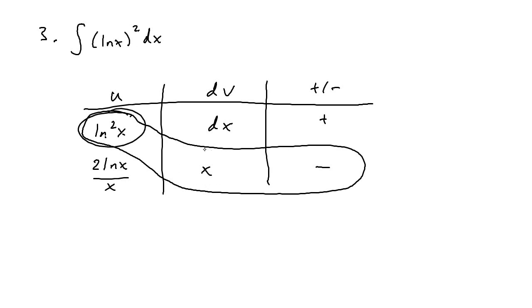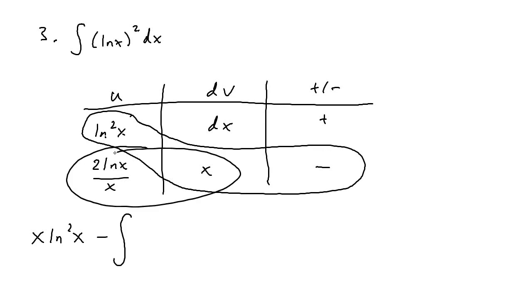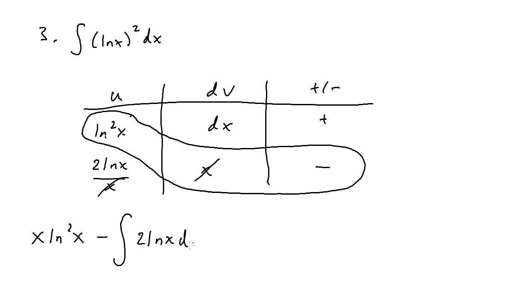We're going to multiply the two terms, so we have x ln squared of x, and then minus, that's the next sign, and then we're going to take the integral of the last row multiplied together. So notice the x's will cancel, and so we have 2 ln x dx. Now I can go ahead and rewrite this as x ln squared of x minus, the 2 is a constant, I can take that outside the integral, minus 2 times the integral of ln x dx.